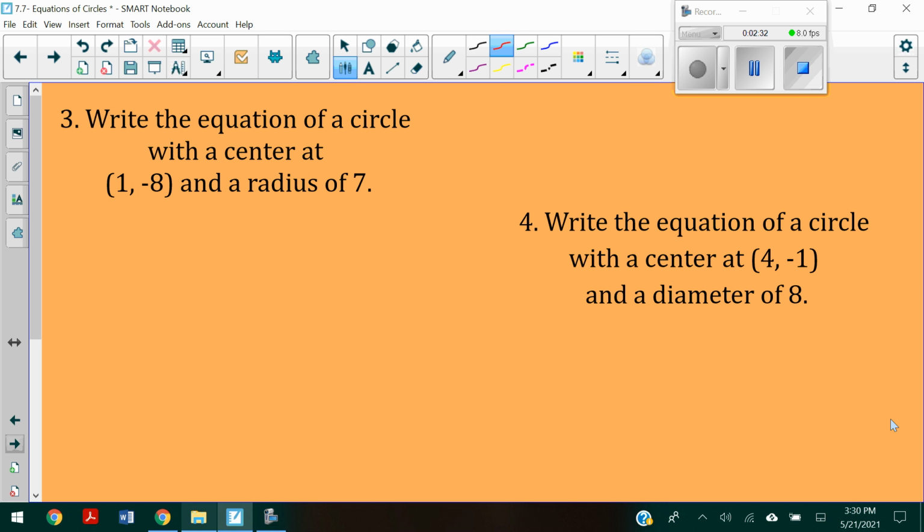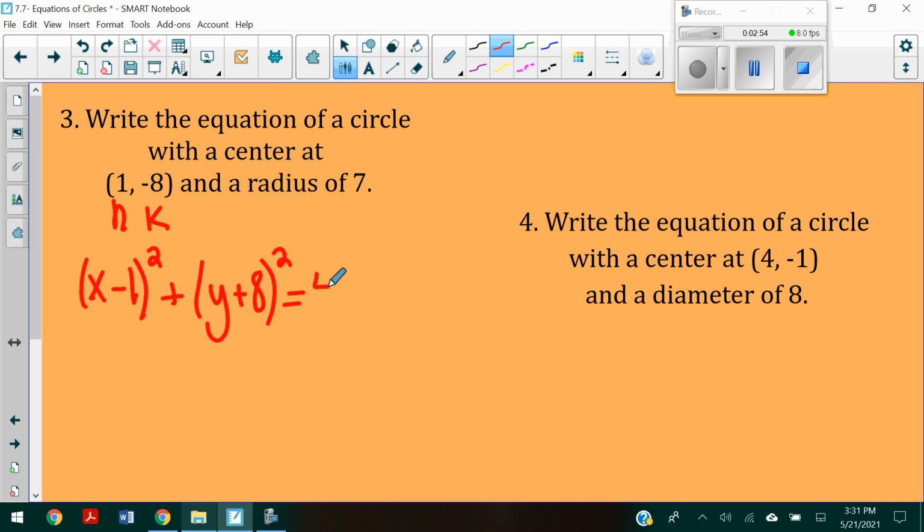Now here we're going to go the other way. I'm going to give you the center and the radius, and I want you to write the equation. So remember, this is h, this is k. So x minus h squared plus y minus k. Well, it's minus negative 8, so we can write that as a positive. And then 7. So we're going to square that to get ourselves 49. And that's it for that problem.